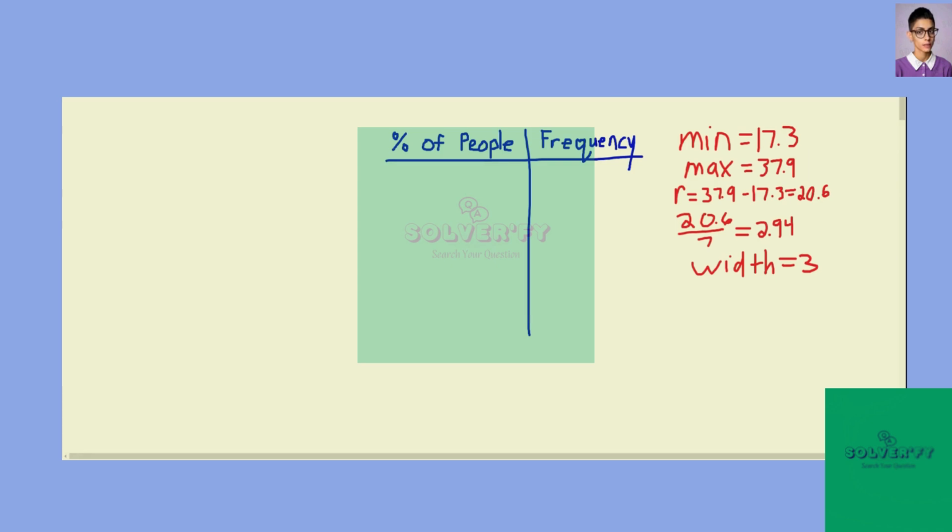Our lowest number is 17.3, so I'll go ahead and start at 17.0. And since we do have our data using the tenths place, we're going to want to include our tenths place in our classes. Our next starting point will just be 3 more than the first one since our width is 3. And we can count by 3s to get all of our classes.